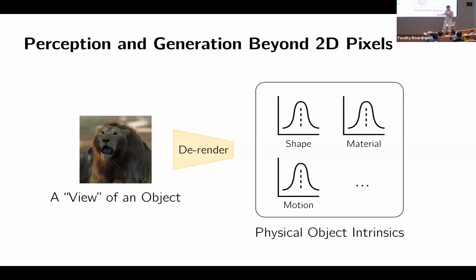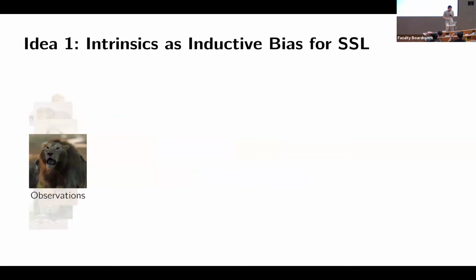So if I don't have any annotations, how can I get the physical properties I care about? I'm going to present two different ideas we have been exploring to get these object properties without requiring too many annotations. The first idea is to use these intrinsics or physical properties as inductive biases for self-supervised learning.